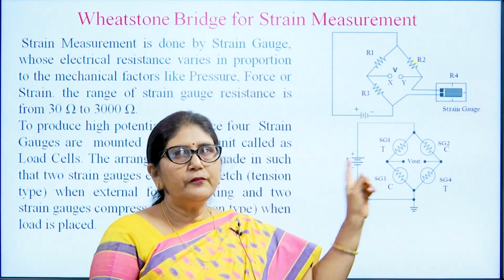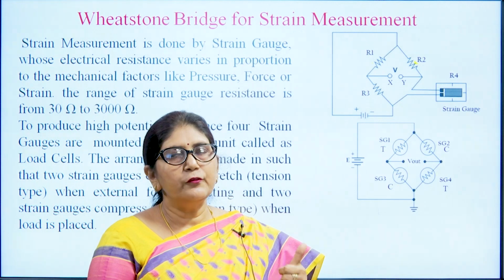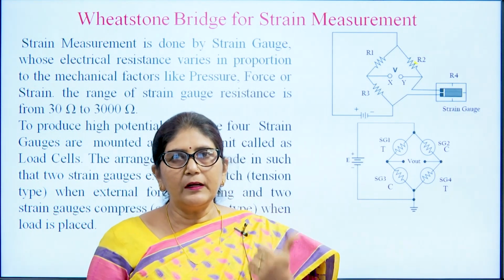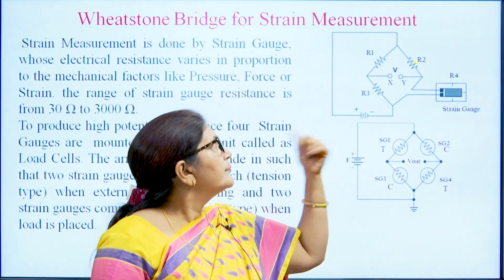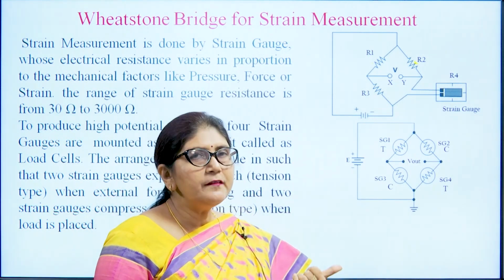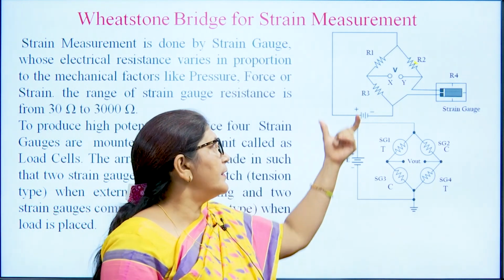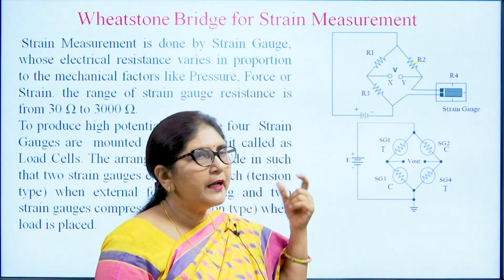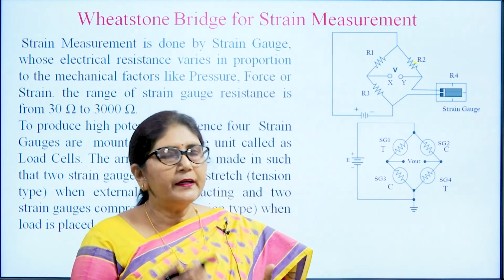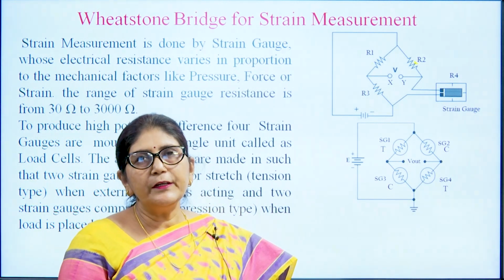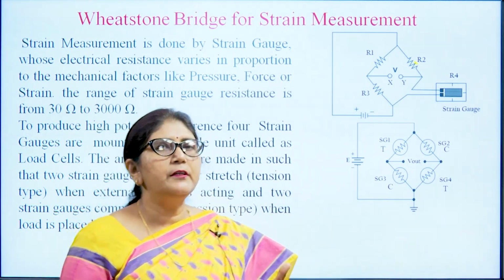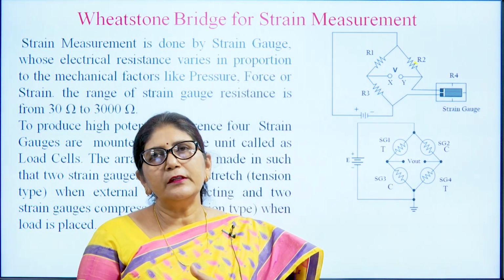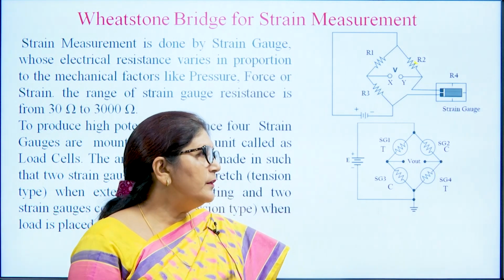Because of the change of this resistance due to the pressure on the strain gauge, the bridge will be unbalanced, and because of that unbalance, a voltage difference between x and y will be created, and that will be checked by the voltmeter. If we calibrate the voltmeter in terms of strain or weight, then it will directly measure the weight of that particular device.